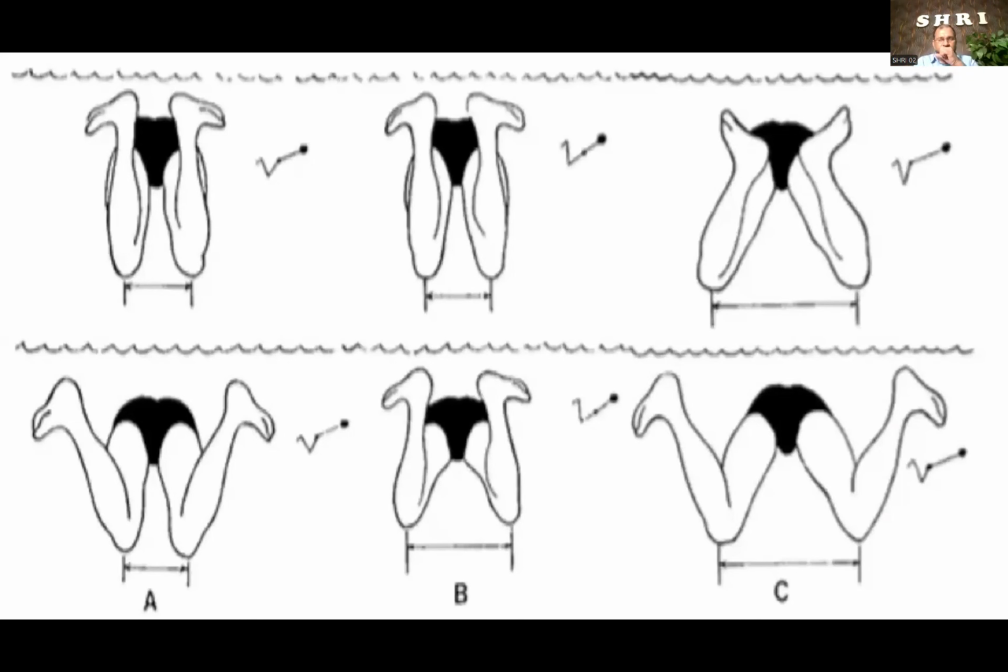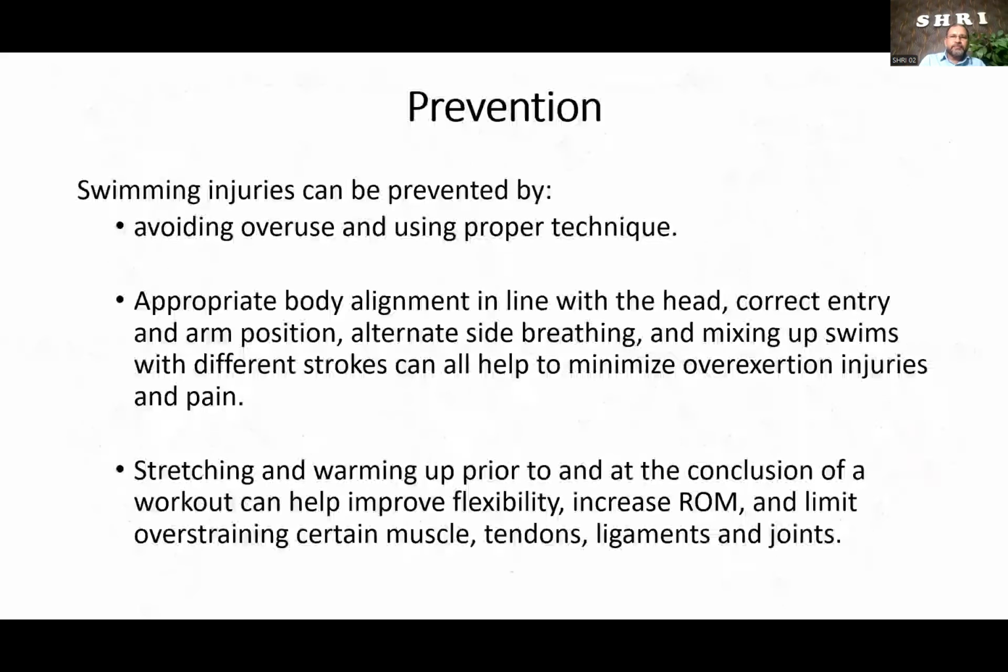So now you can appreciate in a breaststroke, right? The wider you keep your lower limb, there's a high chance of getting injuries in the medial aspect of the knee. So how to prevent swimming injuries? Swimming injuries can be prevented by avoiding overuse and using proper techniques.